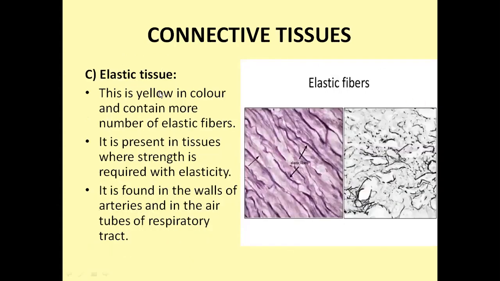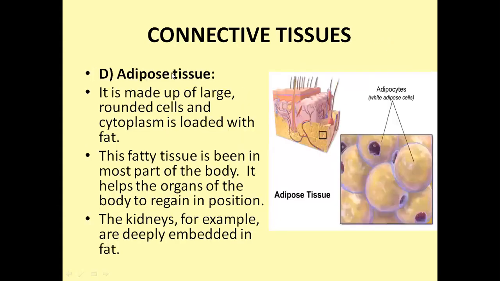So coming to the elastic tissue, it is yellow in color and contains a large number of elastic fibers. It is present in tissue where strength and elasticity is required. It's found in walls of arteries and in tubes of the respiratory system. Then coming to adipose tissue, it is made up of large round cells. Cytoplasm is loaded with fat. This yellow color thing is fat. So you can see the nucleus being pushed to one side.